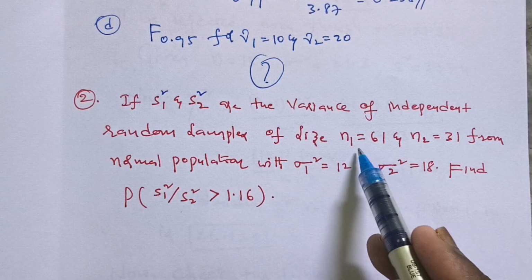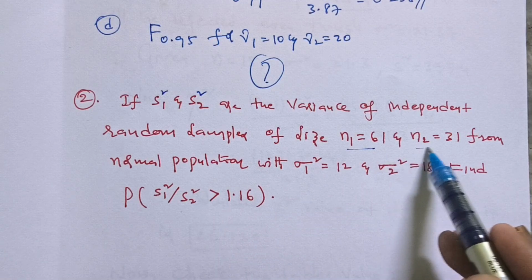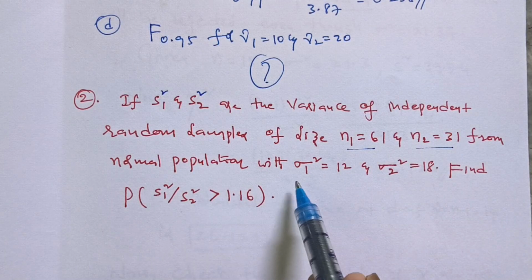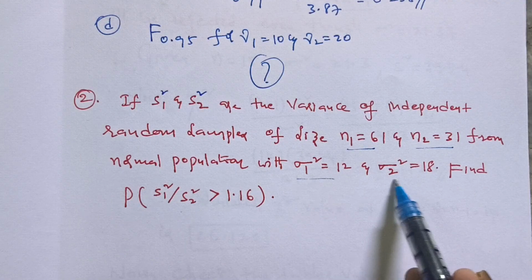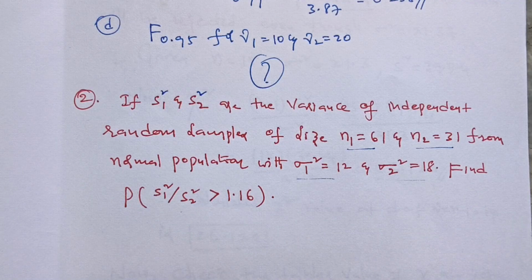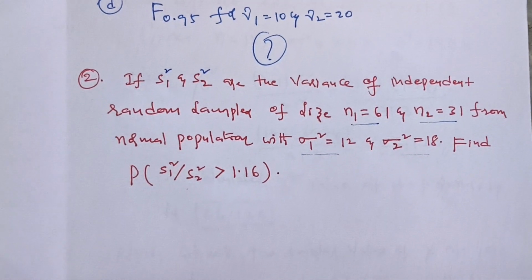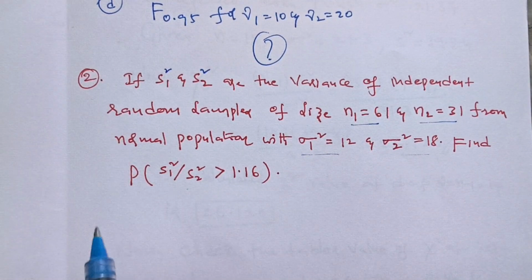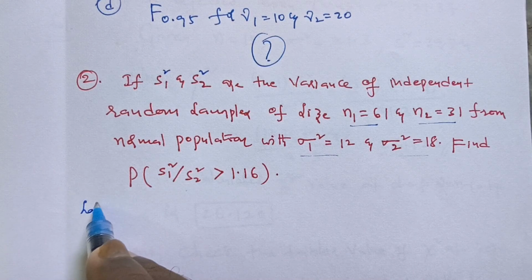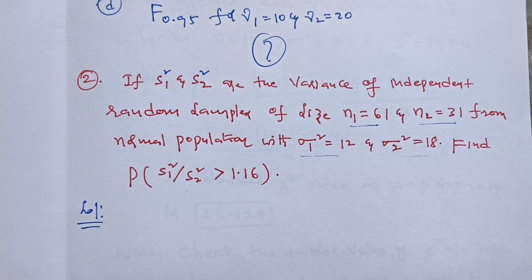If S1, S2 are the variances of independent random samples of sizes N1 equals 61, N2 equals 31 from normal populations with sigma 1 square equals 12 and sigma 2 square equals 18, find the probability of S1 square by S2 square greater than 1.16.